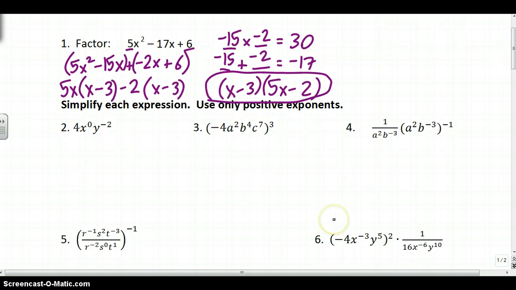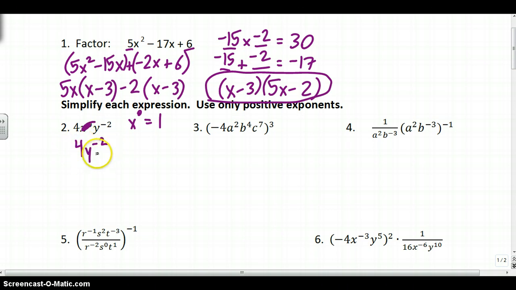The next part was the properties of exponents. Okay. So, simplify each expression, use only positive exponents. Remember, no negative exponents, okay? 4x to the 0, y to the negative second. Well, anything to the 0 power is 1, okay? So really, this just kind of goes away. So you're left with 4y to the negative second.